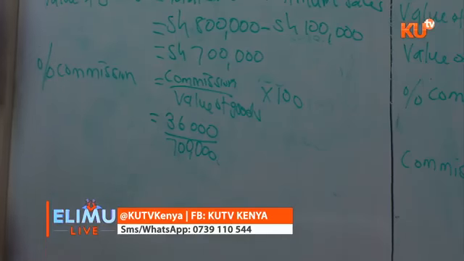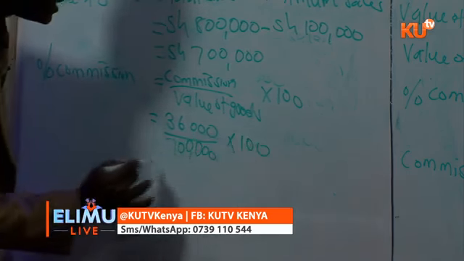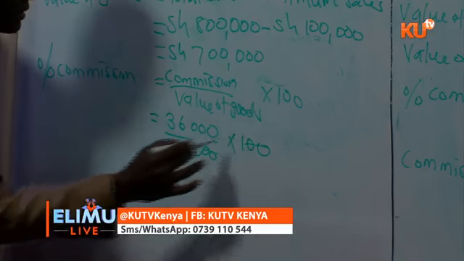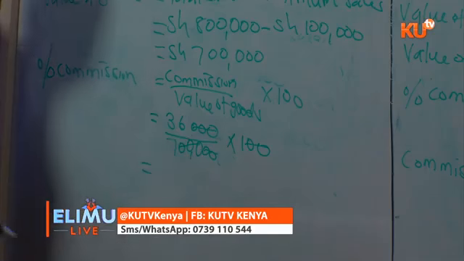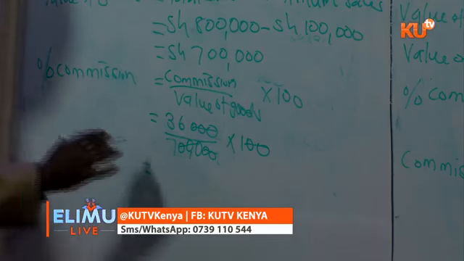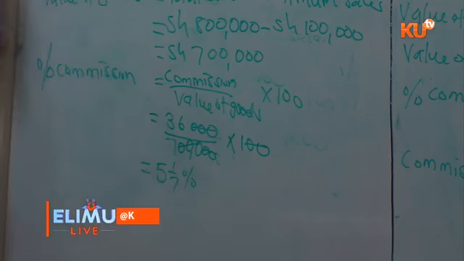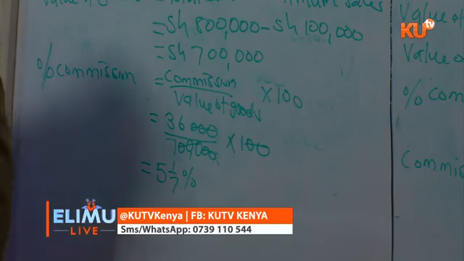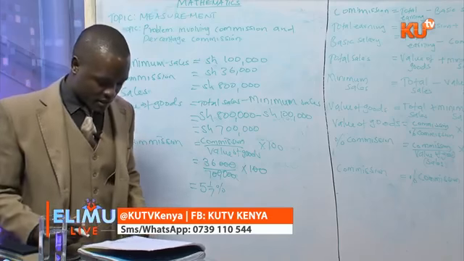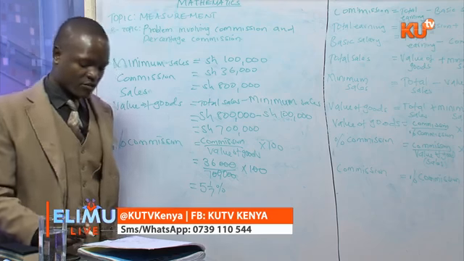So we take 36,000, divide by 700,000, then times 100. When you cancel the zeros, you'll have 36 divided by 7. So 36 divided by 7, you'll get 5 and 1 over 7%. That is how the question was supposed to be worked out, so as to get 5 and 1 over 7 as the percentage commission.